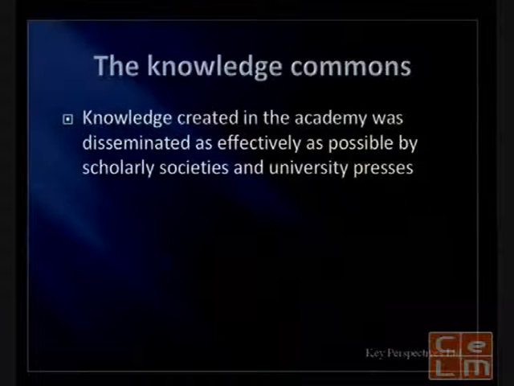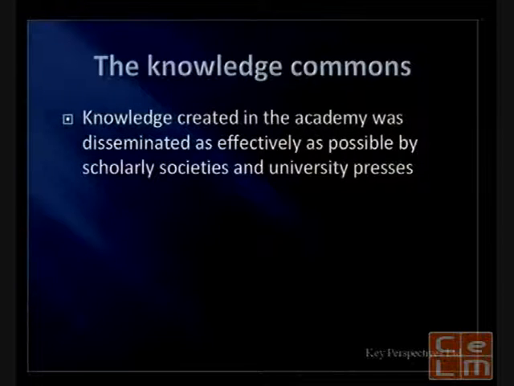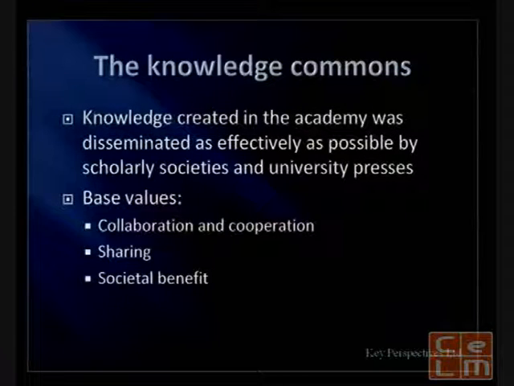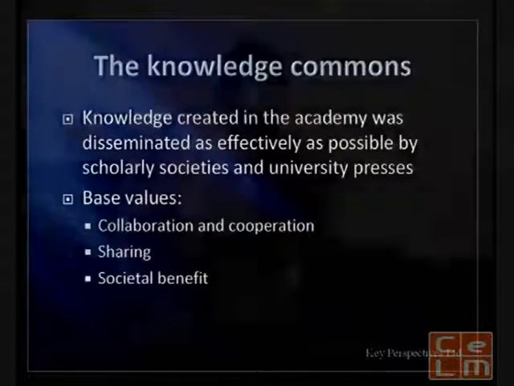There was a knowledge commons. Knowledge created within universities was disseminated as effectively as possible in the age of print on paper by the scholarly societies and the university presses, both of which, of course, emanated from and were part of the academy. And they had the base values of collaboration and cooperation, sharing, and generating a societal benefit from our university system. And these values were shared across the world by the university system. Until the last few decades, when things changed.